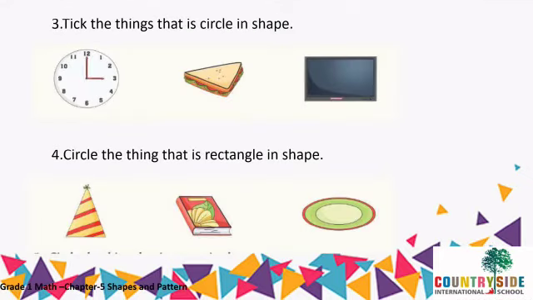The third question is pick the thing that is circle in shape. So kids, here three things are there. You have to find which thing is circle in shape. Correct. Here the wall clock is circle in shape. So let's tick this one. Then the fourth question is circle the thing that is rectangle in shape. Here the first one is triangle in shape. Then the book, correct. The book is rectangle in shape. So let's circle this one.